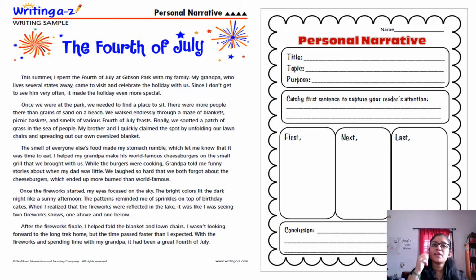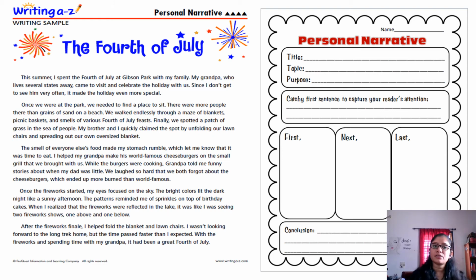So this is one of the exemplary passages. An exemplary passage is nothing but an example of how a narrative writing can be. This narration is called a personal narrative because here a small child or kid is sharing his or her experience about the 4th of July. So I'll read the passage and I'll explain the graphic organizer on how to reflect on it.